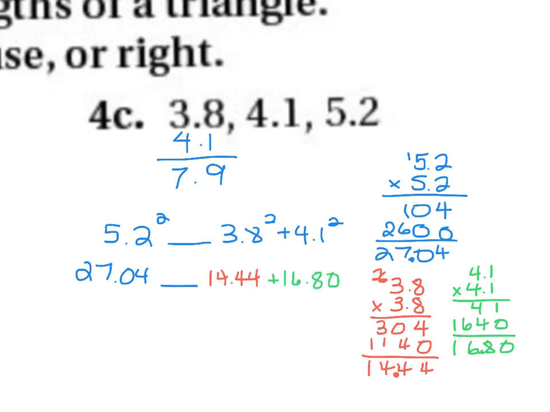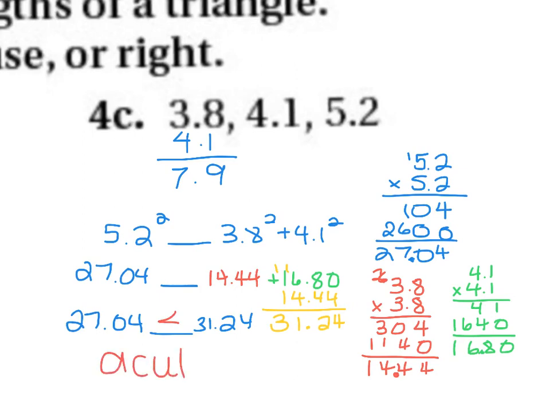So I want to add these together to see if they add up to be greater than or equal to or less than the one on the left. And I get 31.24. So when you compare 27.04 to 31.24, it is less than it, which means that this is an acute triangle.